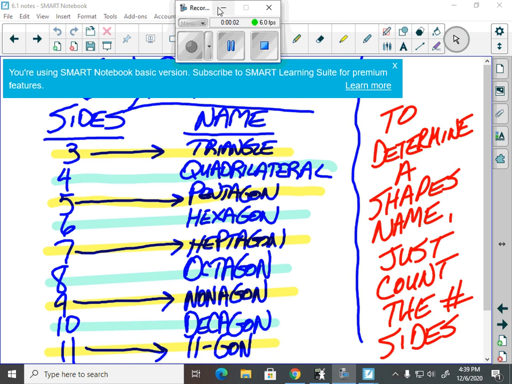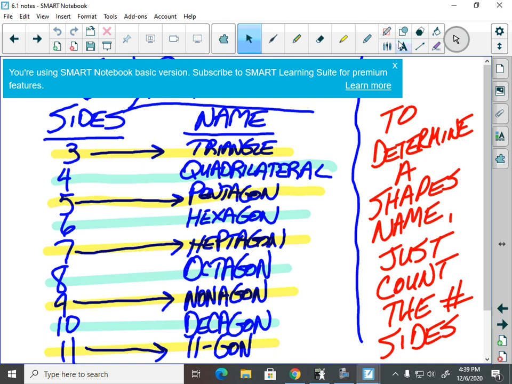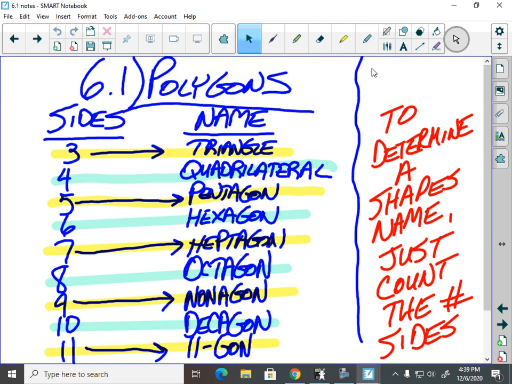Get ready, geometry, because chapter 6 is here. Like it or not, there are questions on the exam from chapter 6. Here is a great list to write down because on the exam, it's going to be multiple choice.